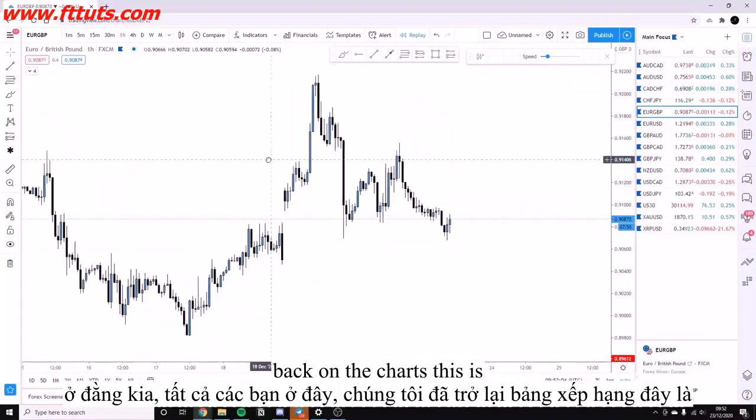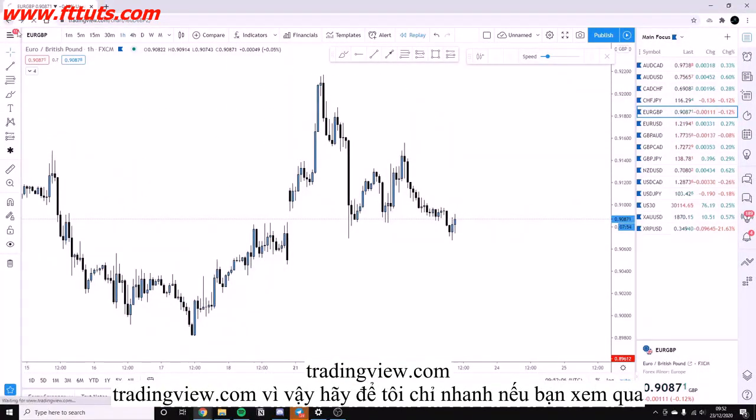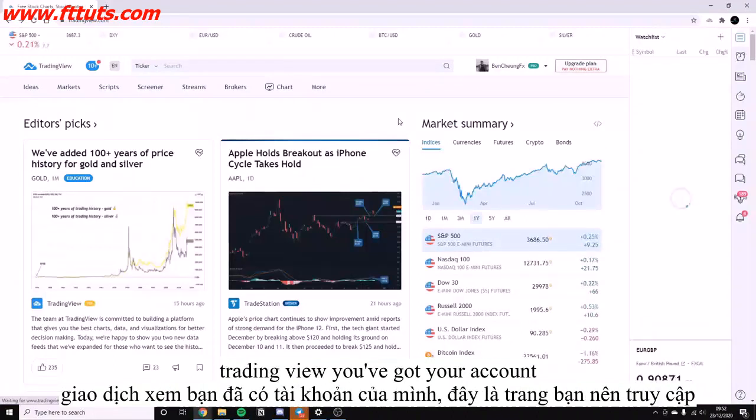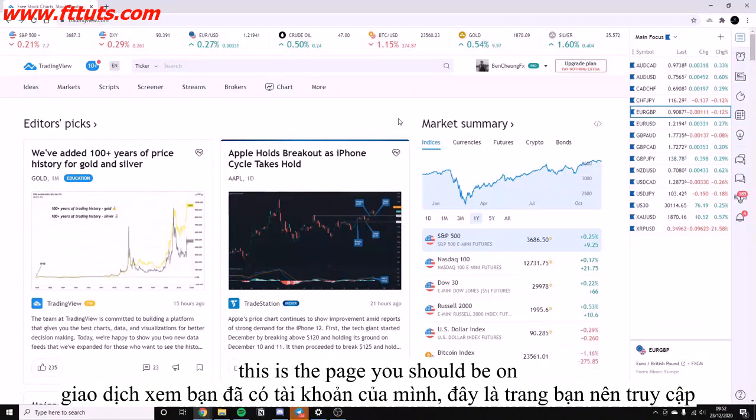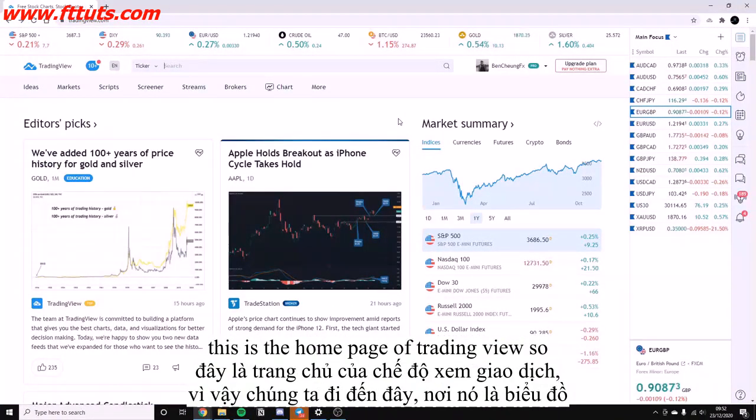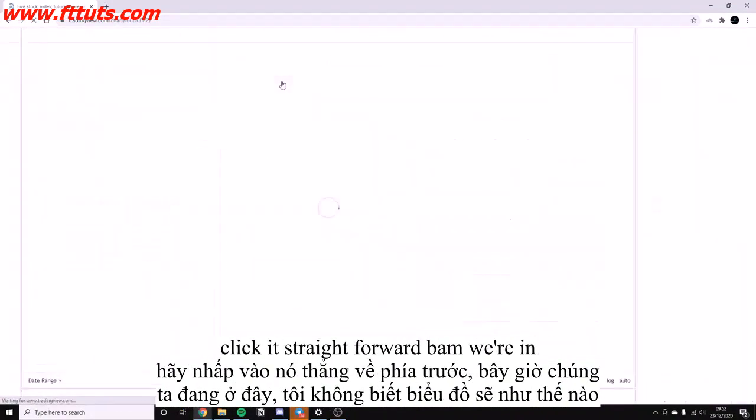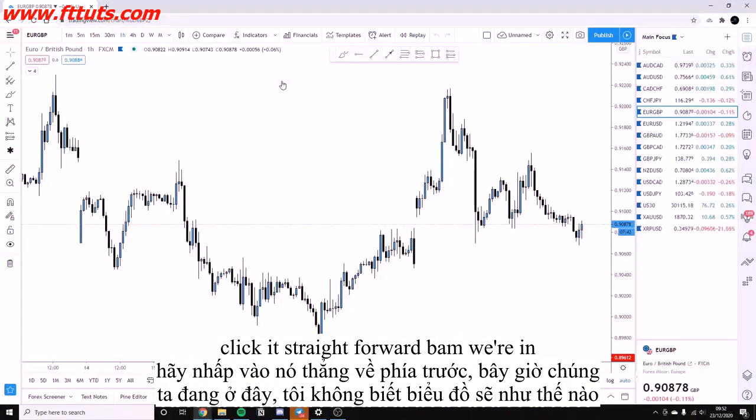Alright guys, here we are back on the charts. This is tradingview.com. So let me just quickly, if you go over to TradingView, you've got your account, this is the page you should be on. This is the homepage of TradingView. So we head over to here where it says chart, click it, straightforward, bam, we're in.